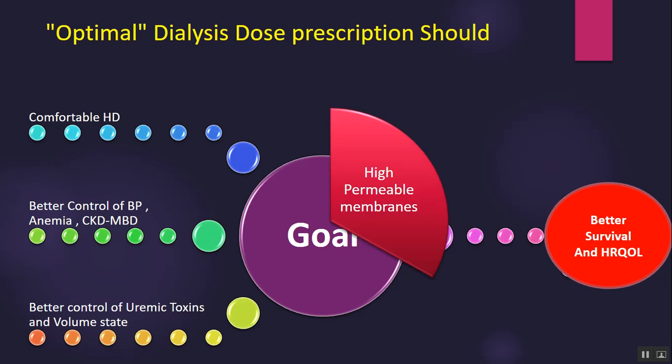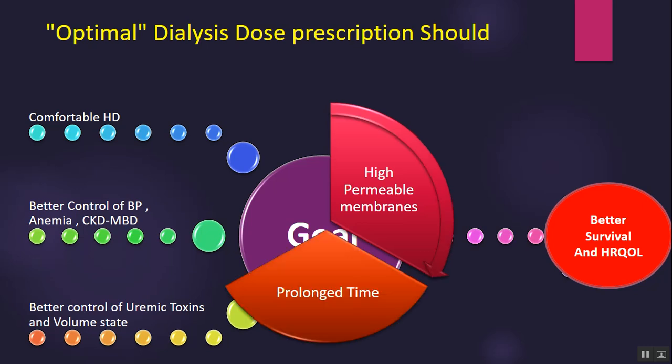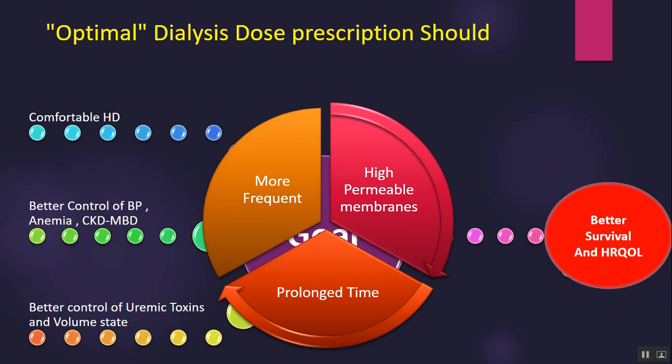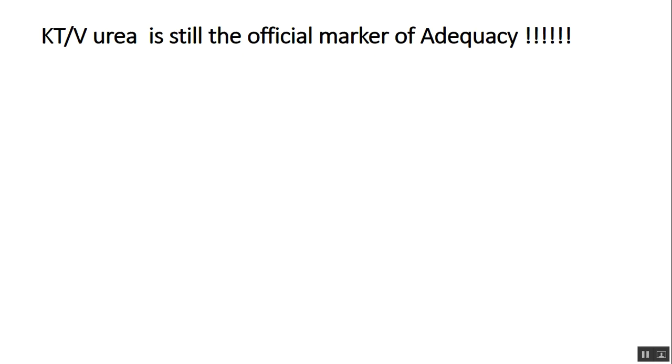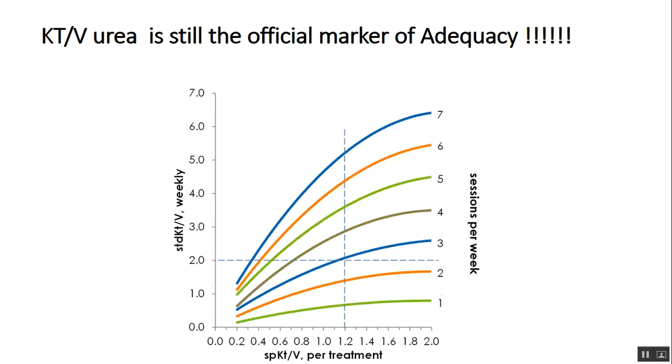محتاجين عشان نحقق الجول ده high permeable dialysis membrane, high flux definitely, prolonged time, more frequent hemodialysis. KT over V is still the official marker of adequacy. هنيجي نلاقي ان هو في كل الجايدلاينز still looking for urea removal.